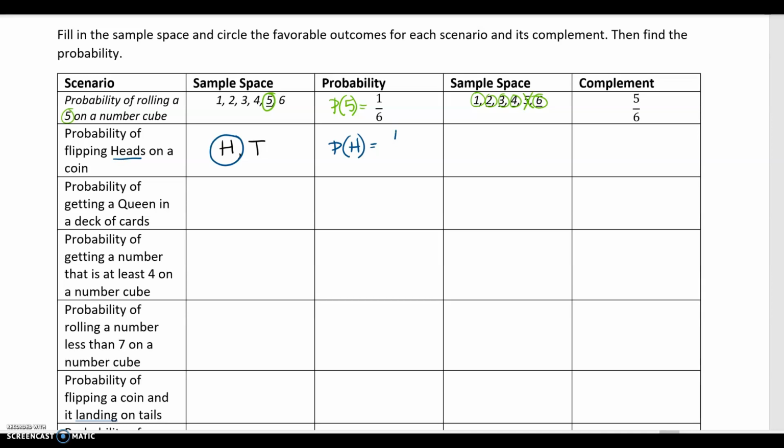There's 1 heads on a coin. Out of how many total sides are there? How many options are there? 1, 2.